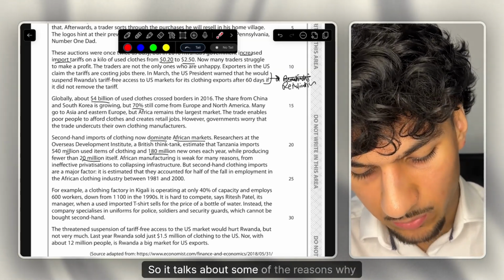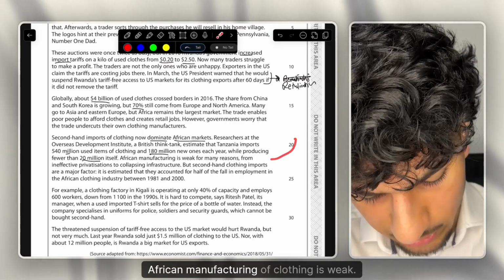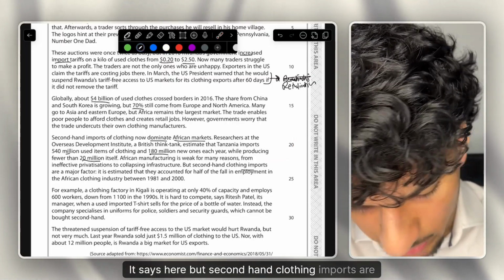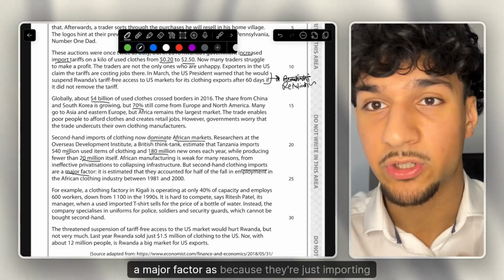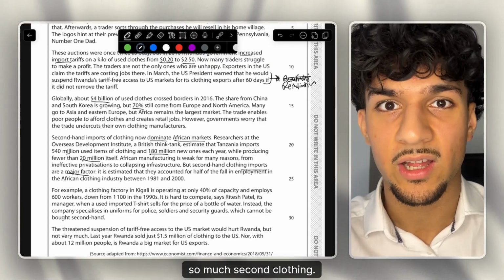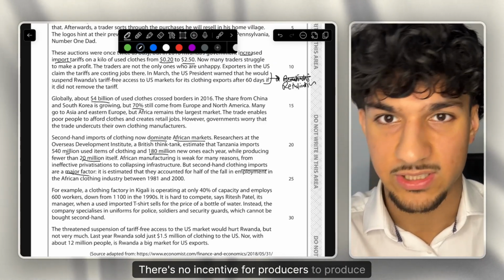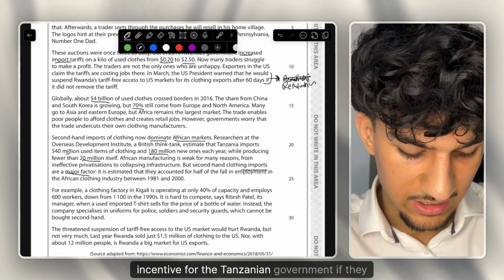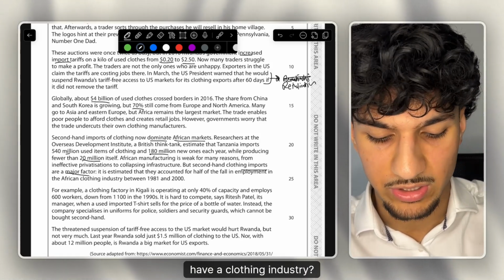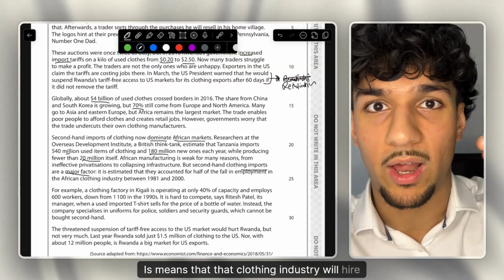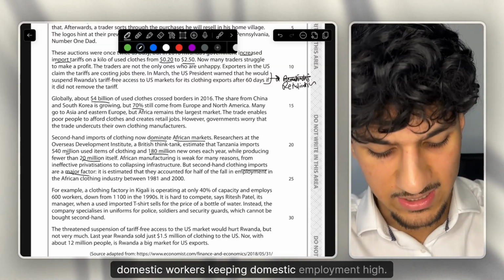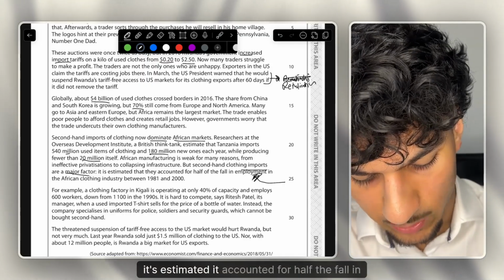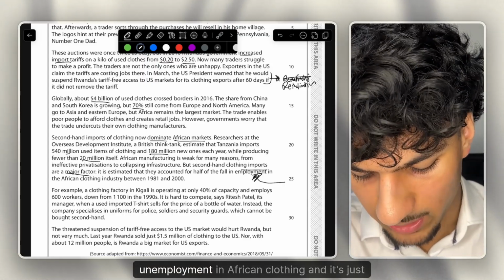So it talks about some of the reasons why African manufacturing of clothing is weak. But again, what's the main reason? It says here, but second-hand clothing imports are a major factor, because they're just importing so much second-hand clothing, there's no incentive for producers to produce their own clothes, basically. And again, going deeper into that, what is the incentive for the Tanzanian government? If they have a clothing industry, it means that clothing industry will hire domestic workers, keeping domestic employment high. Thus, as we can see here, it's estimated it accounted for half the fall in unemployment in African clothing.